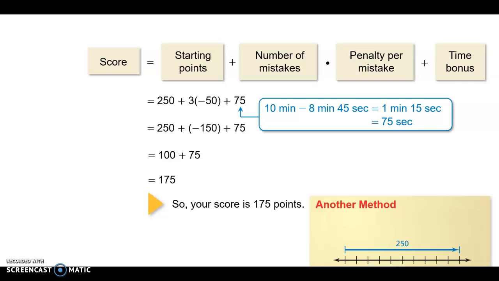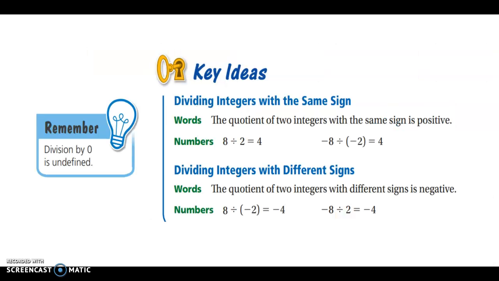Another method is you could have used a number line: 250, subtract 50, minus 50, minus 50, add our 75, and we get 175. Okay, so that will wrap up our multiplication, and we're going to move on to our division.